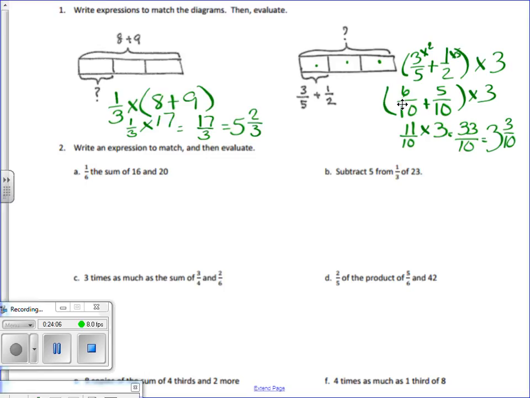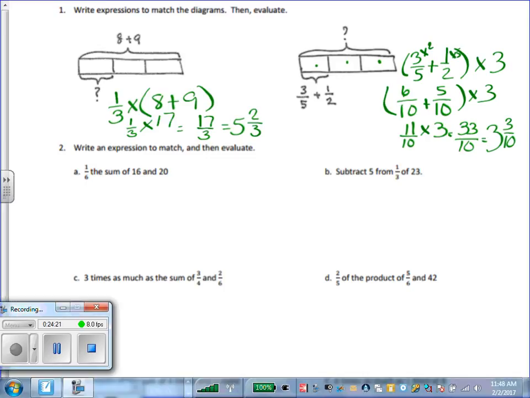So, see if you can write the expression for 1/6 the sum of 16 and 20. Be very aware of where you are finding the sum. Okay, what does it look like? 1/6 plus... 1/6 times... 1/6 the sum of 16 and 20.